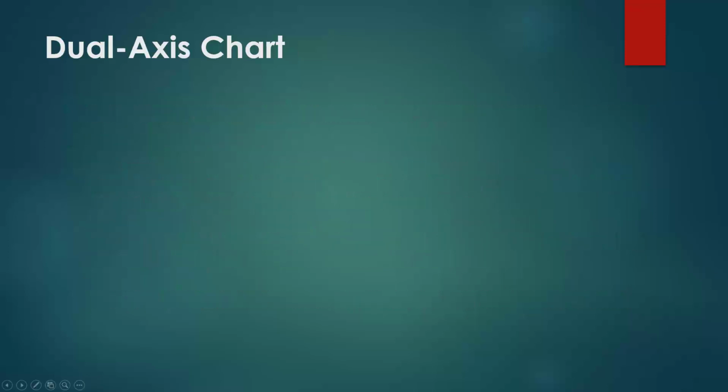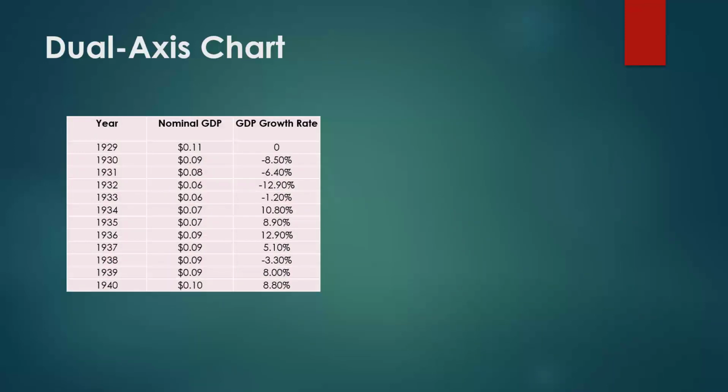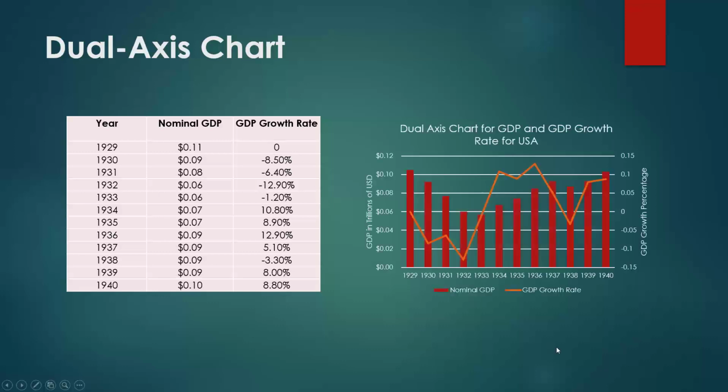So let's look at some examples. We have time and we have two quantitative variables. They're completely different units. One is trillions of dollars, the other is percentage. So here's how a dual axis chart would look like. We have time on the x-axis, GDP in trillions on one y-axis, GDP growth percentage on the other y-axis.